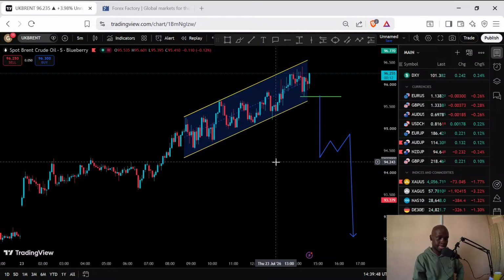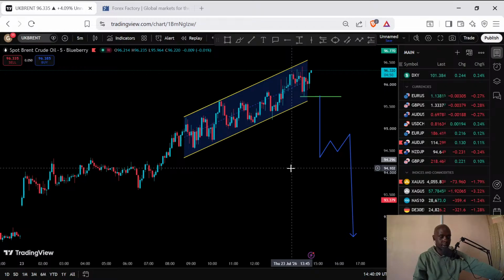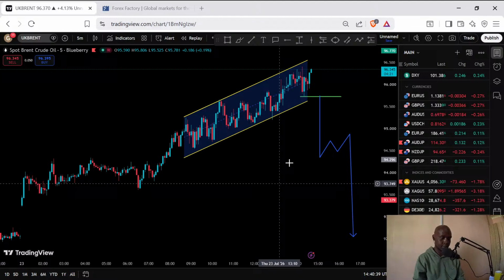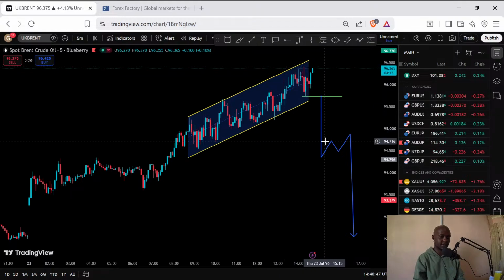We might need to be a little bit more patient to get these setups on crude. The good thing is that I'm also looking for shorts on the 1 hour time frame on crude. So if you don't get the setups intraday before 6 p.m. Kenyan time, we'll still be looking to see if we can get the longs on the swing approach on the 1 hour time frame. So we might come tap these levels again before we get the sell-offs.